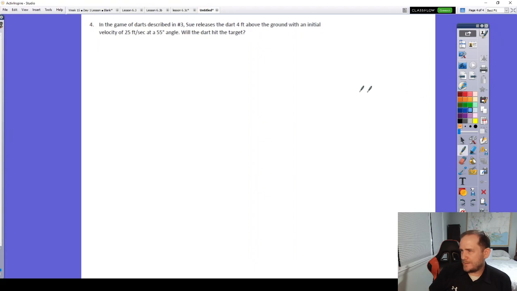So okay, what happens? Well, Sue is using a different force and a different angle. So her trajectory will be different and governed by different equations. So she's doing 25 cosine 55 times t. Her y equation would be 25 sine 55 times t minus 16t squared.